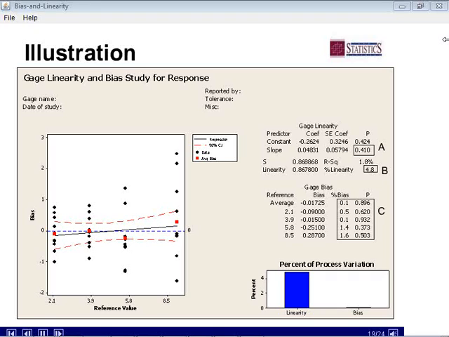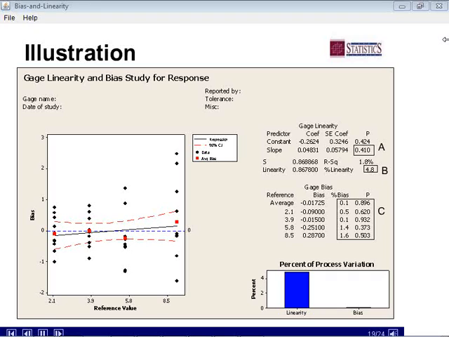It's very close to 0. It's not statistically significantly different from 0. So what that says is that we do not have a problem of linearity across the parts in terms of average bias. Okay? So there's no problem with linearity. It seems to be doing the same thing.